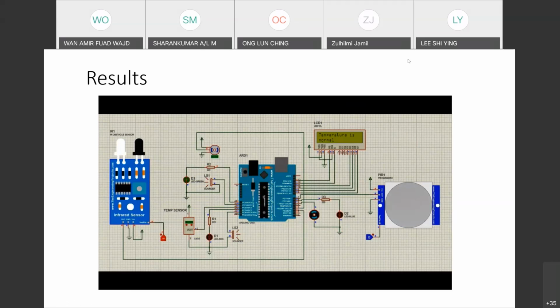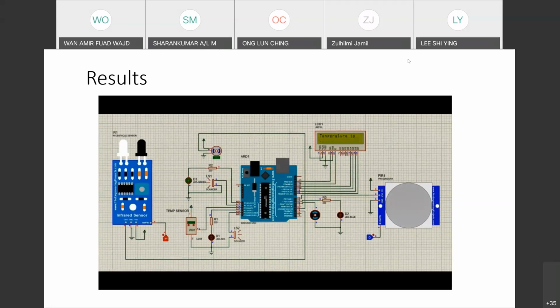When the user's temperature is normal, which is below 38 degrees Celsius, the LCD screen will display that the temperature is normal. When the user's temperature is too high, which is above 38 degrees Celsius, the red LED will light up and the sounder will produce a beep sound to alert the user. Besides, the LCD screen will also display that the temperature is too high.